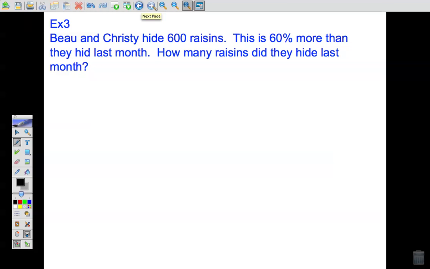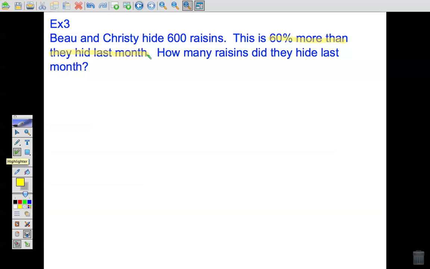All right, last example. Copy this down. All right, now in example 3, it says Bo and Christy hide 600 raisins. This is 60% more than they hid last month. Now this is a type of problem that's a little tricky, so you really have to listen through on this. So this is 60% more than they hid last month. I'm going to highlight that.